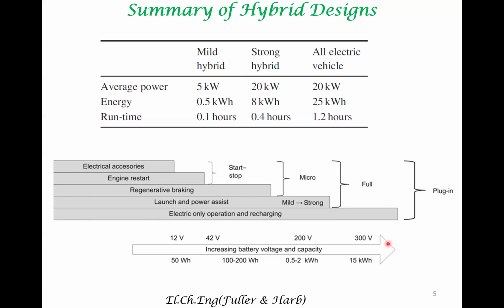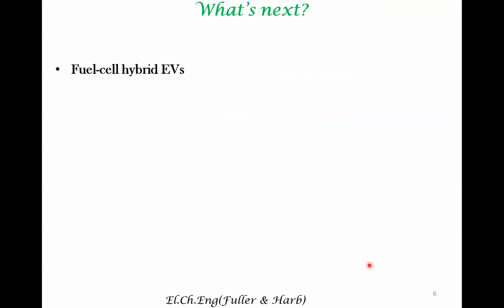In this case, the voltage of the RESS system is higher. It may have 300 volts, as well as the energy capacity can be quite significant. So here it's denoted as 15 kilowatt hour.